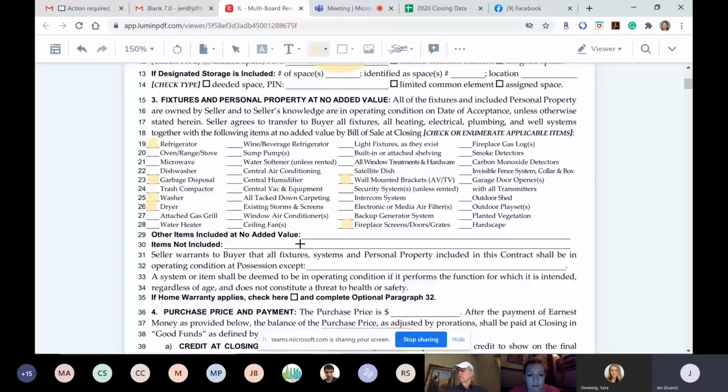Okay. Other items included at no value. So let's say there is porch furniture or a grill or a couch. Oftentimes it is the chandelier.